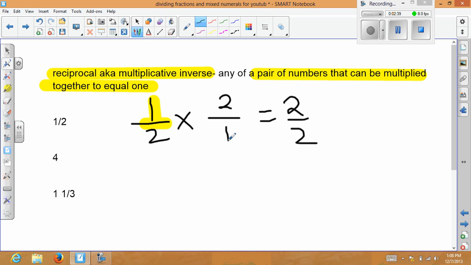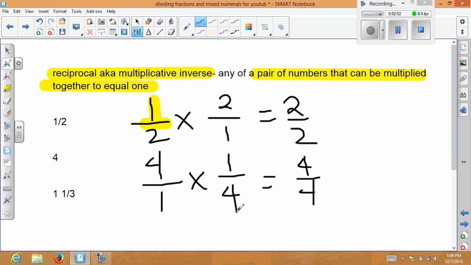Okay, and here's the whole number of 4. So I remember from earlier that the denominator of all whole numbers is 1. So I have to think, what would I multiply this by to get 4/4 or 1? Well, I could multiply it by 1/4. So you should be beginning to see a pattern between the number you began with and its reciprocal.